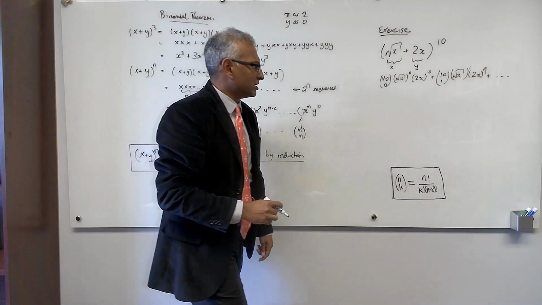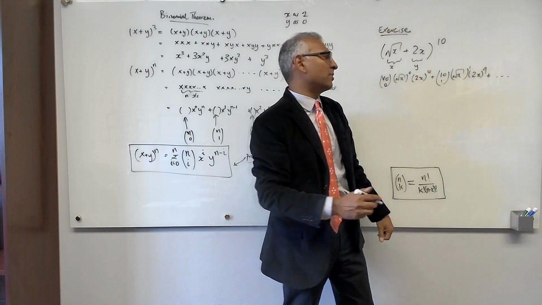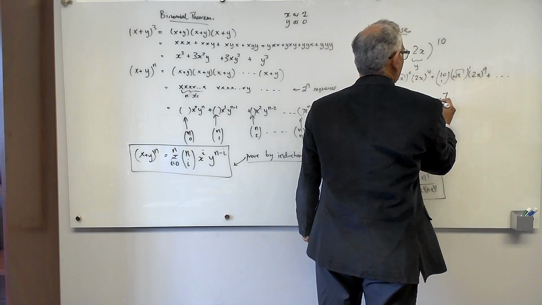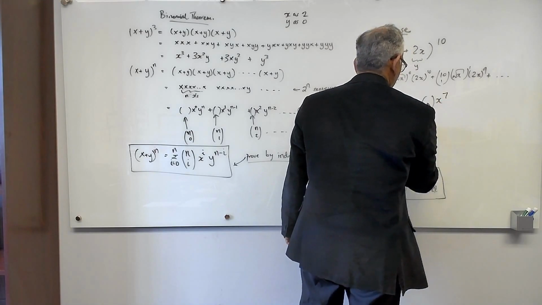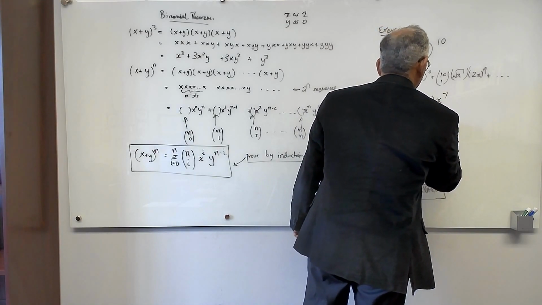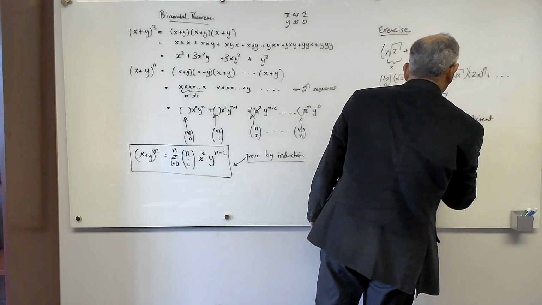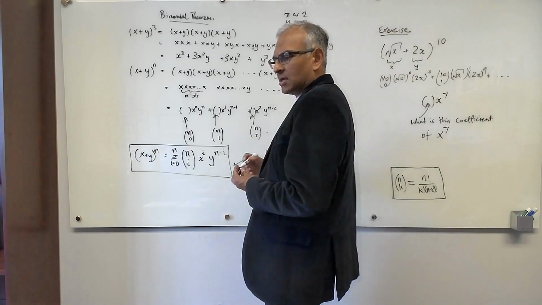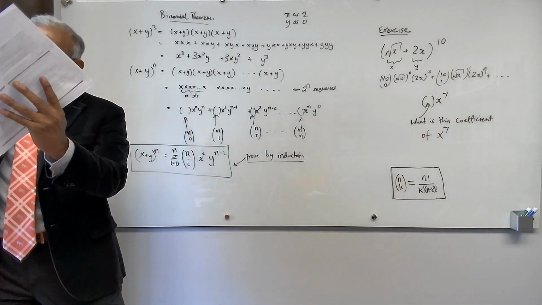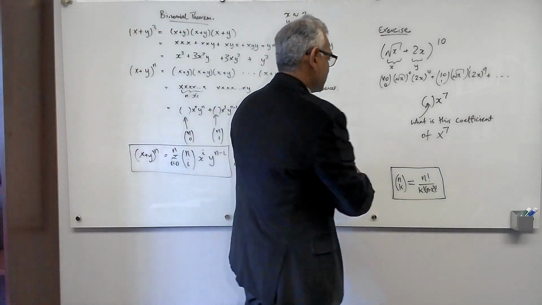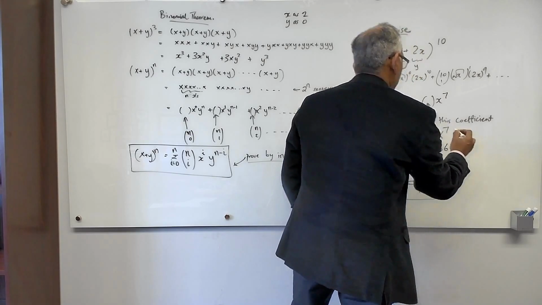Okay, and the question is, when you look at each term, one of these terms will have x raised to the power 7, with some coefficient. What is this coefficient of x to the 7? Okay, so that's just a little challenge for you to do. I'll tell you the answer. It is 3360. So the answer: 3360 is the coefficient of x to the 7.